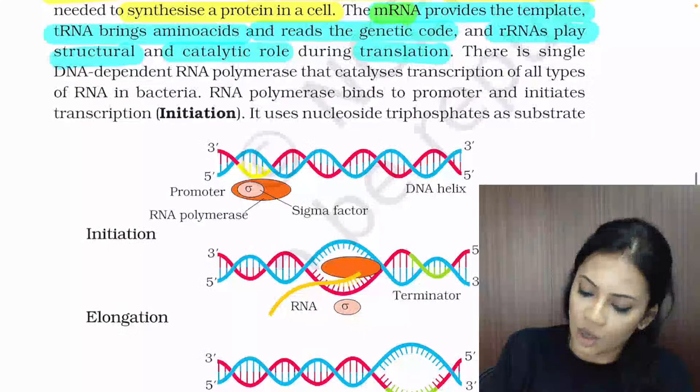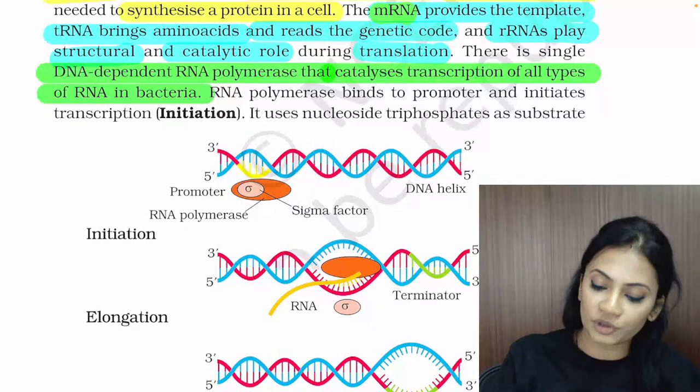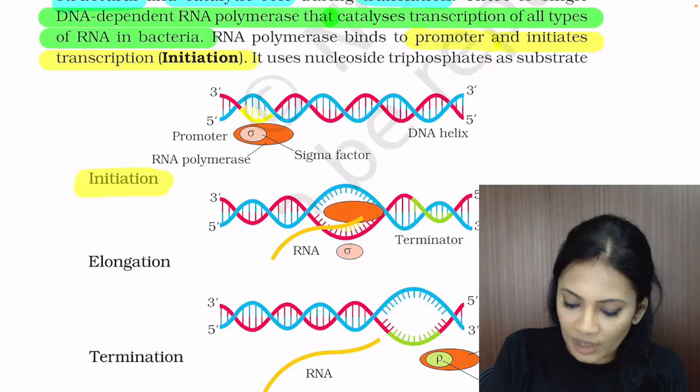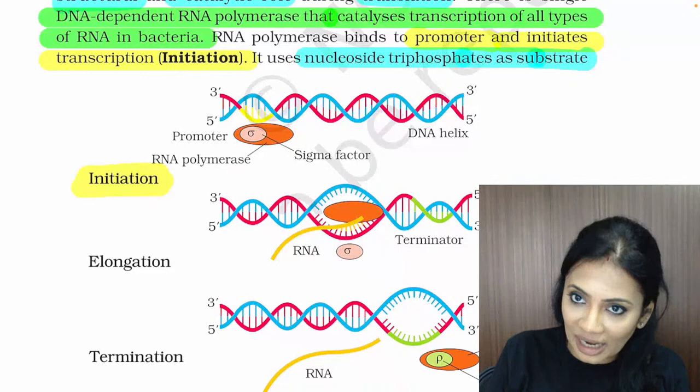Then one enzyme is there, DNA dependent RNA polymerase. What does it do? It catalyzes transcription. RNA polymerase binds with the promoter and initiates transcription. That is called initiation. It uses nucleoside triphosphates as substrate, meaning ATP, GTP, and so on.